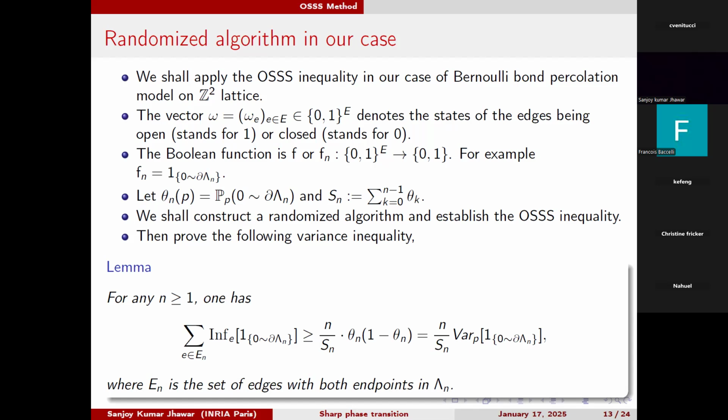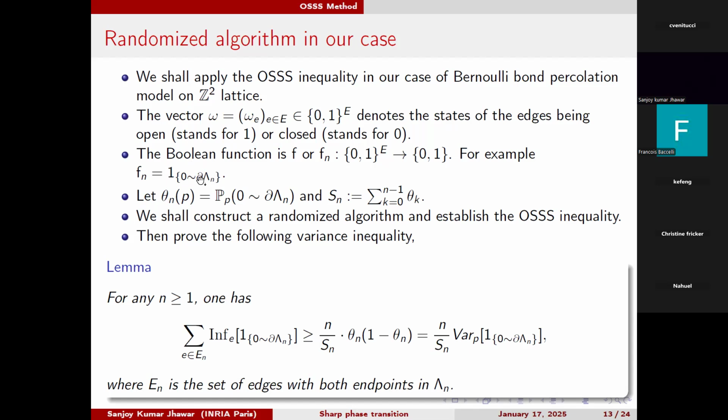I mean, what the algorithm does is give you the value of the function, F_n, the chance to have a path. Yes, and that also gives you a path from the origin to the boundary.